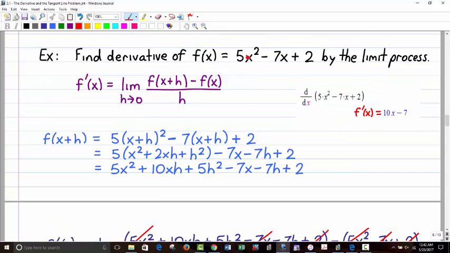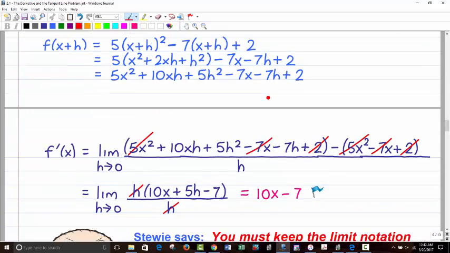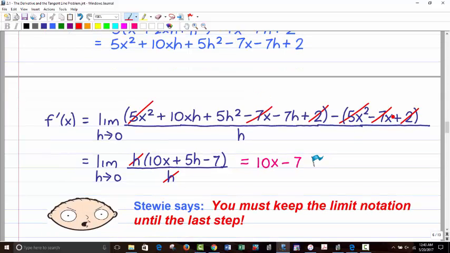And remember, the f of x will just be your original function right there, which is always going to cancel. The original function will always cancel because every term has to have an h. You see, there's the f of x, and they cancel, and there are the terms they cancel with. So we're interested in looking to see what's left. What are the remaining terms? And you see that I'm left with 10xh plus 5h squared minus 7h.